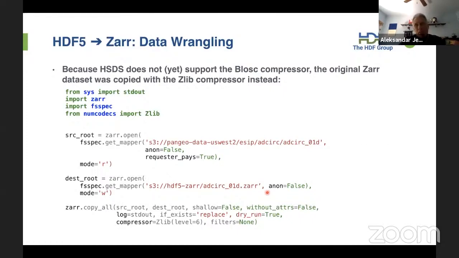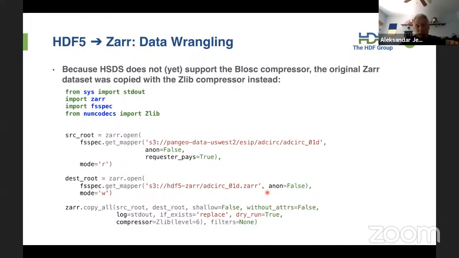There was only one more step that I needed to do, and that is that HSDS right now does not support the BLOSC compressor, which is a very popular and common compressor for ZARR arrays. And so I had to do one intermediate step to copy the original ZARR dataset and change the compressor to zlib, which is the gzip or deflate that the HDF5 library supports. And here's the piece of code that I used.